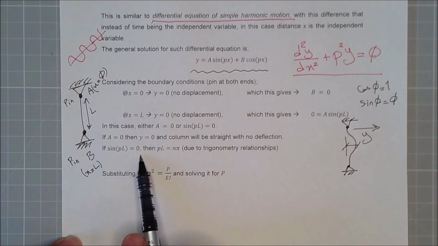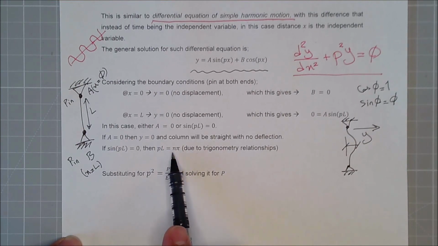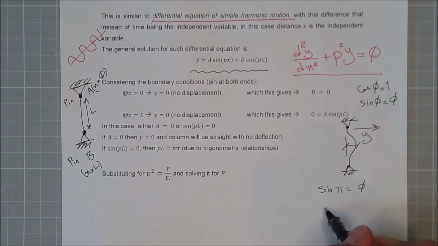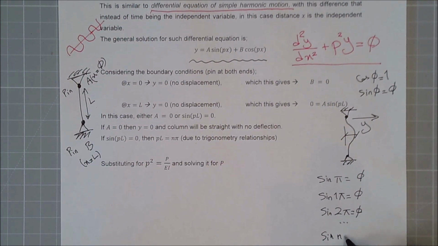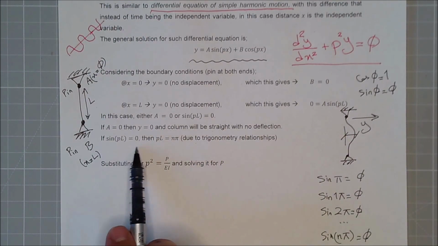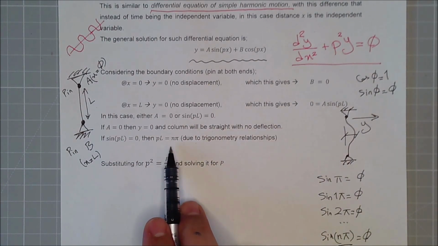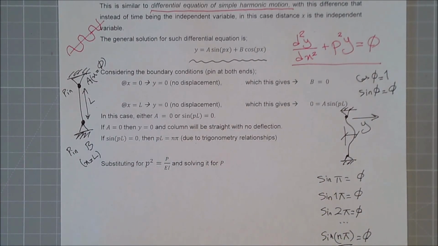If sine of PL equals 0, then PL is a number n times pi due to the trigonometry relationship. So look at it like this. Sine of pi is equal to 0. Sine of 1 pi is equal to 0. Sine of 2 pi is equal to 0. All the way to sine of n pi is equal to 0. So in order for this to be true, PL should be equal to n pi. Now n can be 1, 2, 3, all the way to millions of pi.